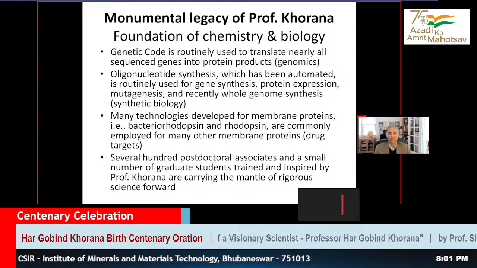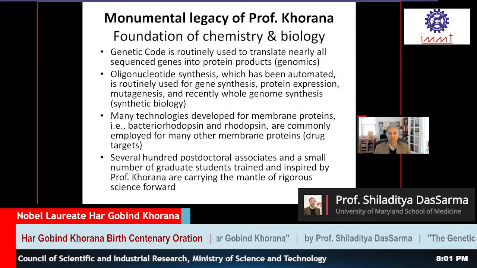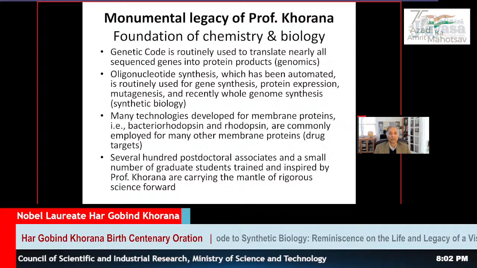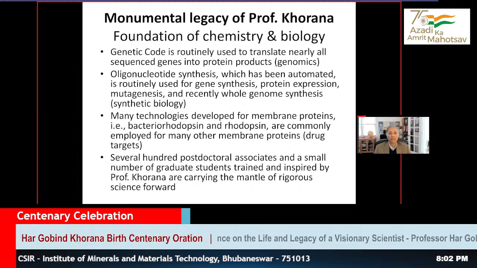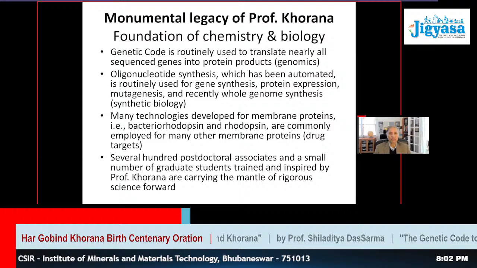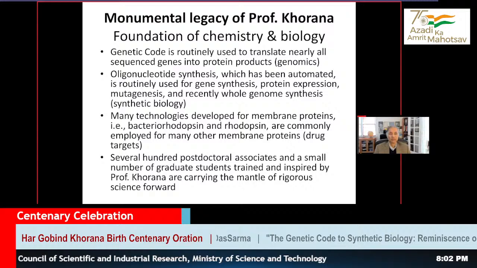And there are some 300,000 plus genomes that have been determined, and they're all using the same code for translation, with very few exceptions. Oligonucleotide synthesis, which is routine and automated, can be used for gene synthesis, protein expression, mutagenesis, and recently even whole genome synthesis. This is a new field that's been spawned called synthetic biology.